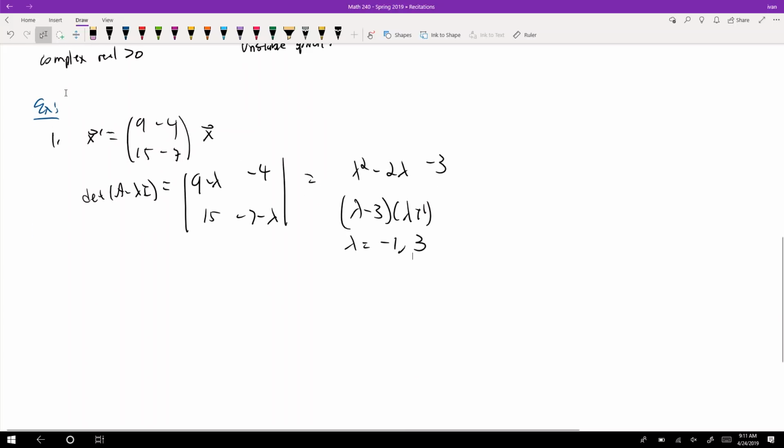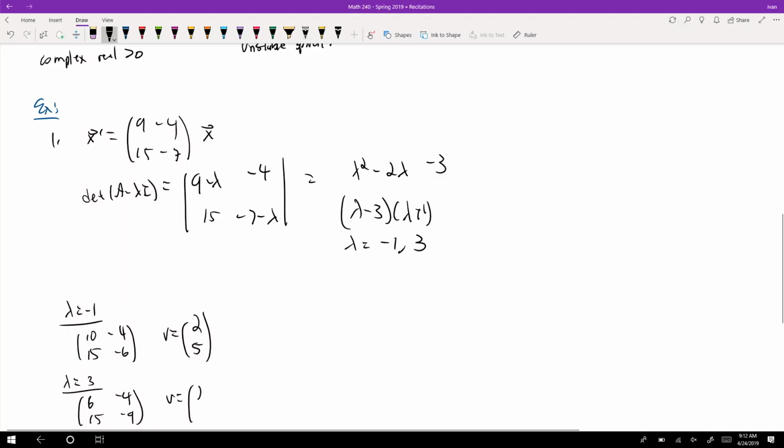All right, so if you have real eigenvalues, we want to find the eigenvectors. If you have imaginary eigenvalues, we'll see what happens there. But for real eigenvalues, let's find the eigenvectors. Lambda equals negative 1: we get 10, negative 4, 15, and negative 6, and so the eigenvector is 2, 5. For lambda equals 3, we'll get 6, negative 4, 15, negative 9, and your eigenvector here will be 2, 3.